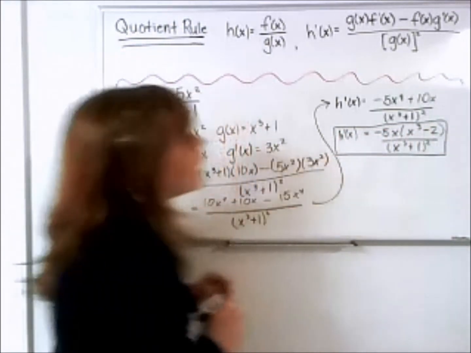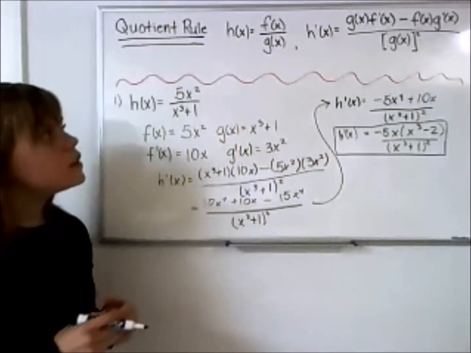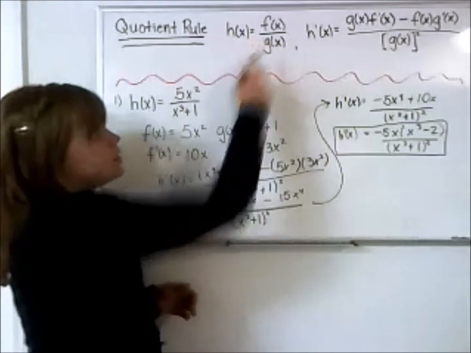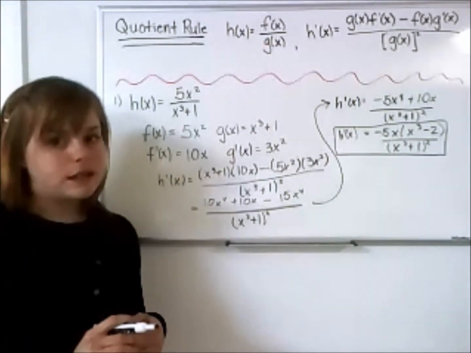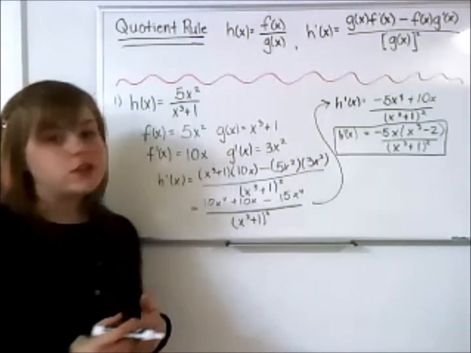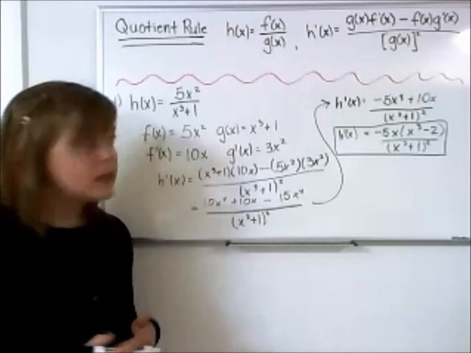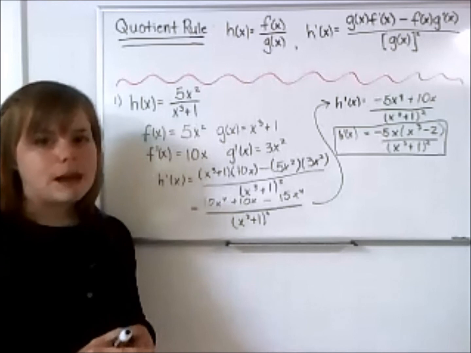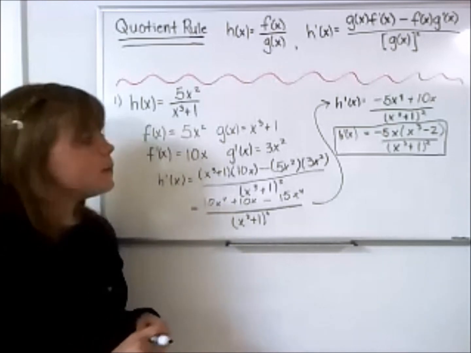Okay, and that's it. That's how you use the quotient rule. Again, remember, it's very important that this f of x and g of x are specifically defined. You need to make sure you know which is the top and which is the bottom. This minus sign can mess things up if you were to flip-flop them. So you want to be careful with that.